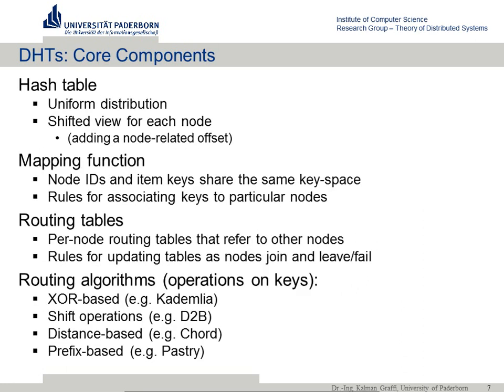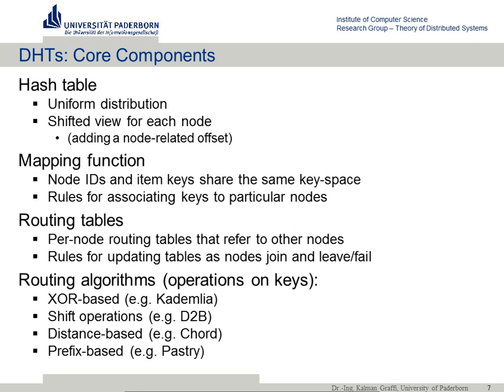Okay, so very generally, what should all DHTs have? Now I want to go back from Pastry. Pastry is just one example, but in general, what they all have is this hash table that gives nodes responsibility for content. There you also need a mapping function. Which items do you map to which nodes? They are all in the same key space, but how do you make the matching?